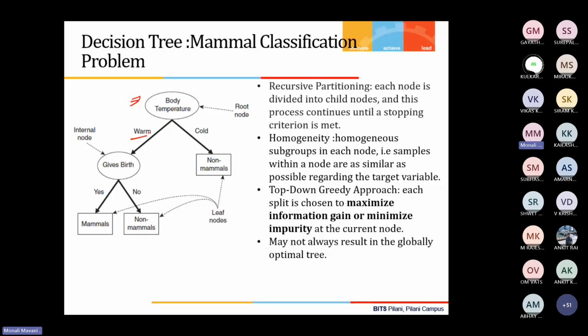So say in this example, in this data set, my body temperature has only two values. That's why it has two branches, warm and cold. So understand, when I go to body temperature towards the warm side, then I have another feature, which is gives birth.